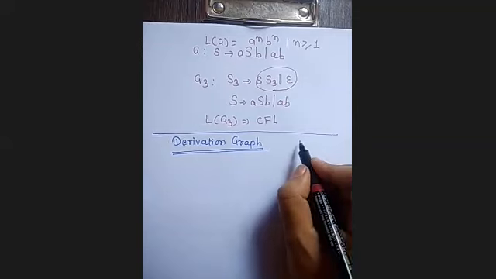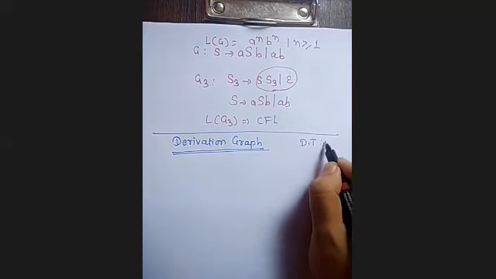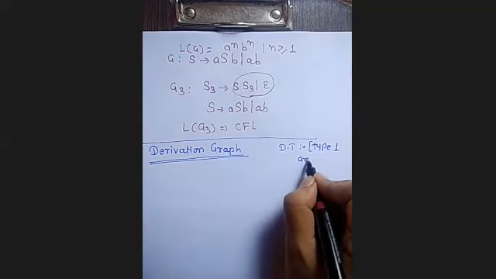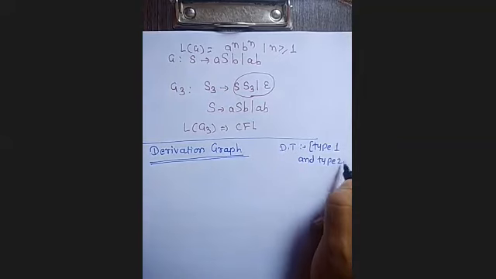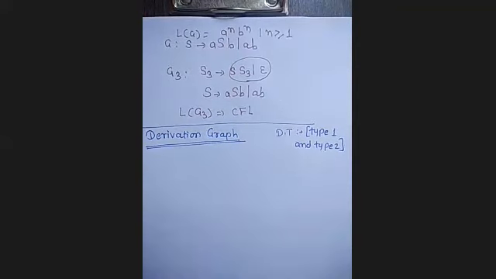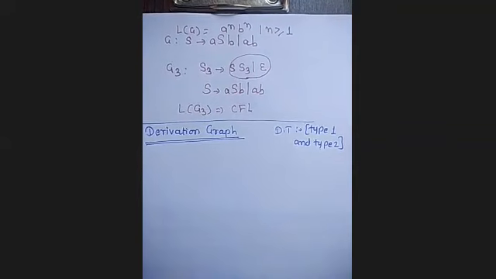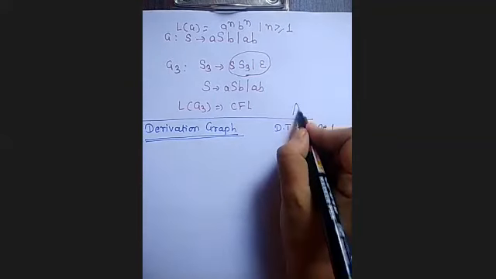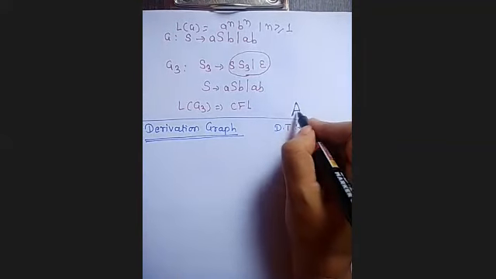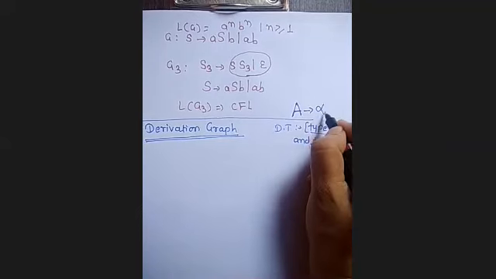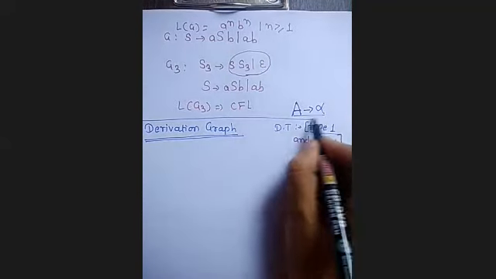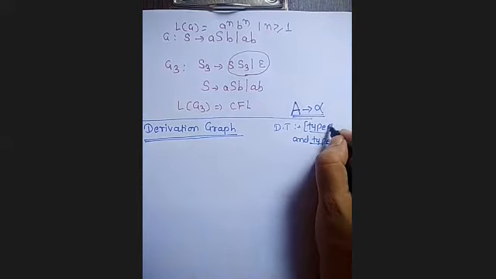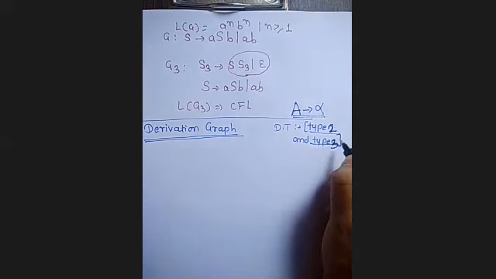We have seen derivation tree, but that can be used only for the type 2 and type 3 grammars. Why? Because we know that in the type 2 and type 3, on the left hand side of the production rule, only one non-terminal is allowed. We have seen A derives alpha. This type of rules are allowed. Oh, sorry, one minute. This should be type 2. And this should be type 3. Type 2 and type 3.